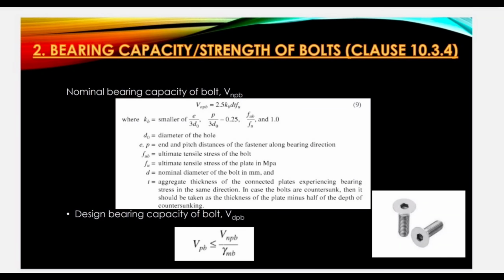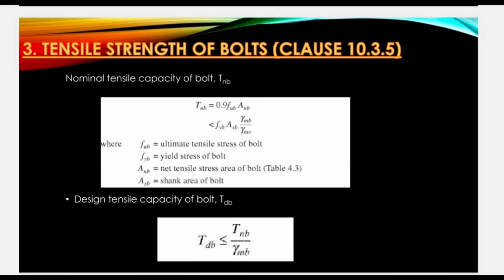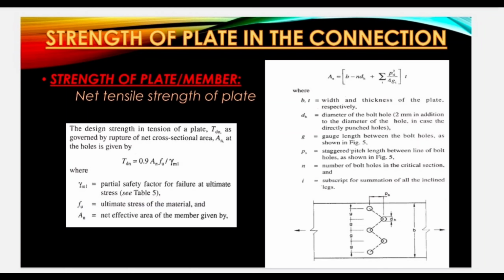The bearing capacity of the bolts. When using the nominal bearing capacity, we use the diameter of the hole, the end and pitch distances, and the capacity; I can show some formulas. For the tensile strength of bolts, we use the yield strength of the bolt, the net tensile area and the ultimate tensile stress. Okay, strength of the plate in the connection. In design, the tensile strength of the plate is governed by the net cross-sectional area, the holes, and the partial safety factors for failure at ultimate stress. I can show one of the diagrams; you can visit.